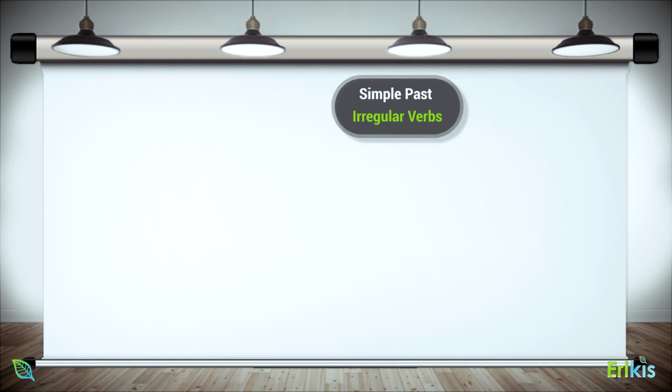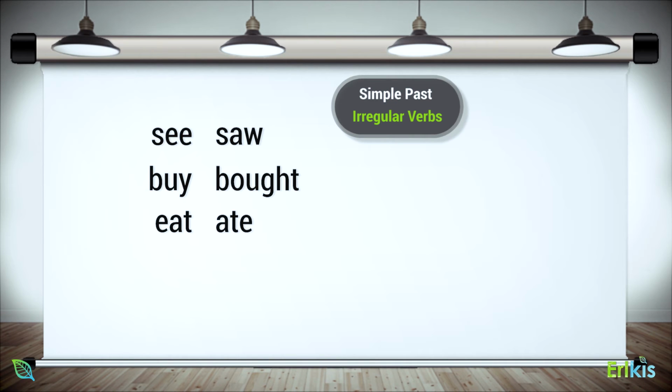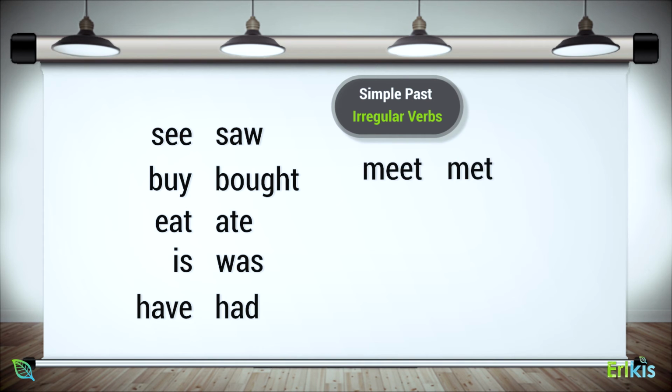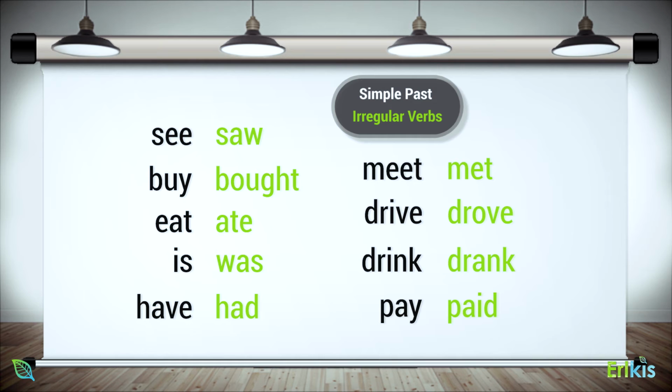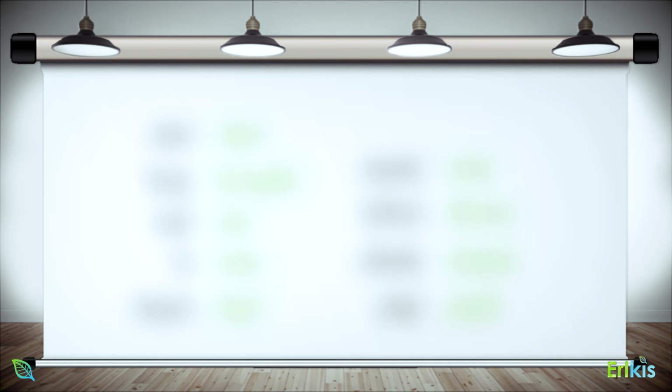Let's compare the simple present to the simple past. See, saw. Buy, bought. Eat, ate. Is, was, have, had. Meet, met. Drive, drove. Drink, drank. Pay, paid. There are over 370 irregular verbs in English, so it pays to learn as many as you can. They're used a lot in English.